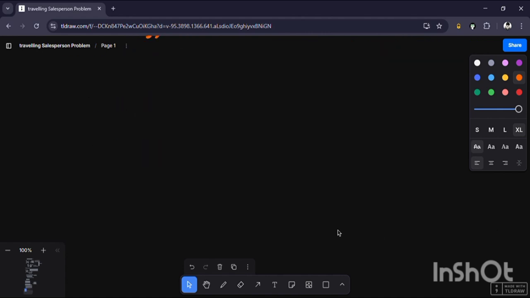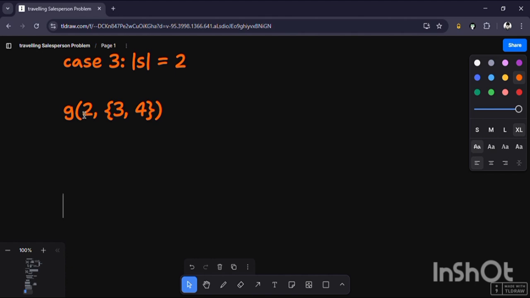Next possible value is... this means that I have reached 2. My current vertex is 2, and from 2 I can go to 3 or 4, right? So mod is equal to 2.